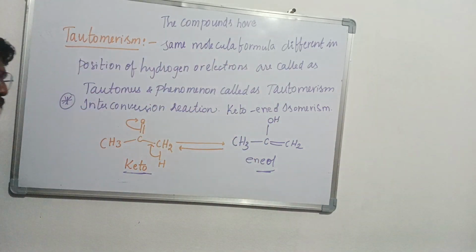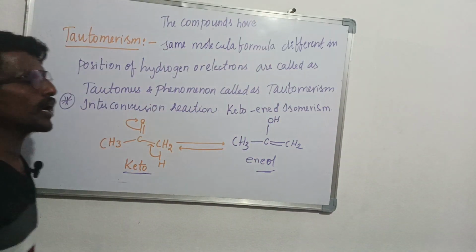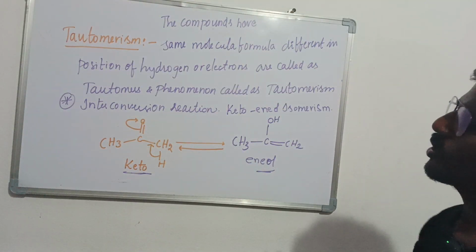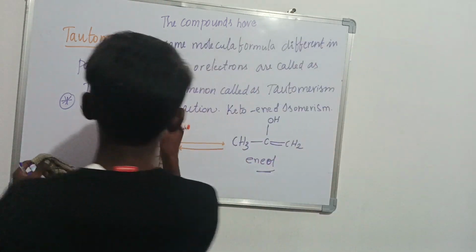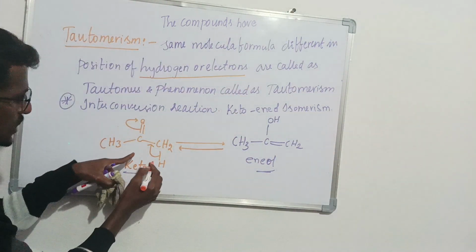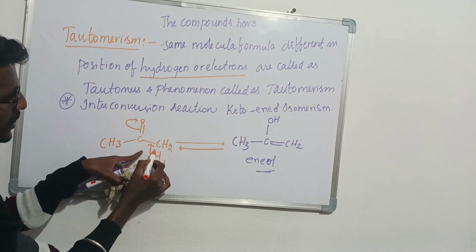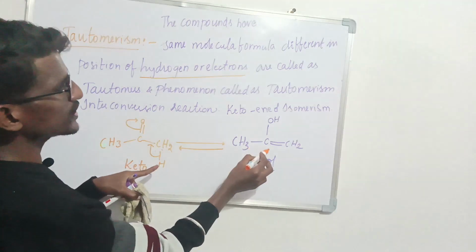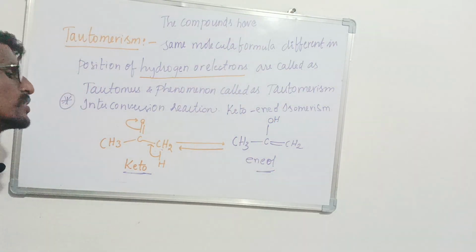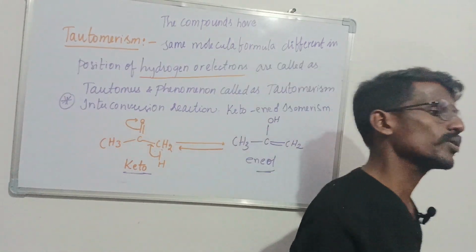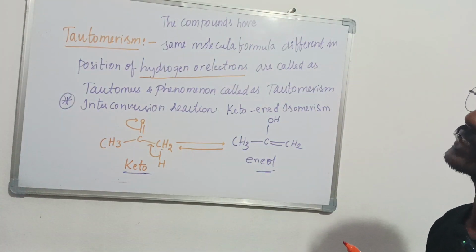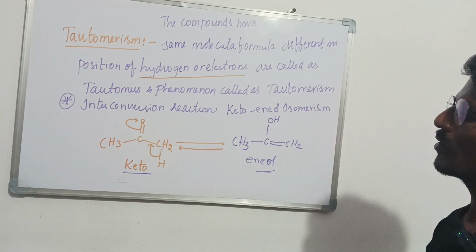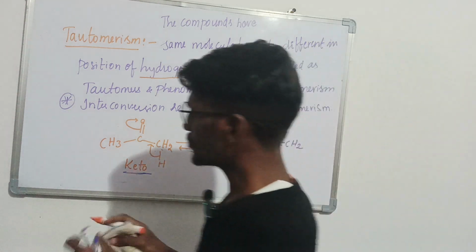Keto-enol isomerism. So this is about tautomerism: same molecular formula, different in the position of hydrogen or electron, which is the most important. In the ketone group, the hydrogen will be present at this carbon atom, and in the other form the hydrogen will be present at the oxygen atom. This type of isomerism is known as tautomerism, and these compounds are called tautomers.